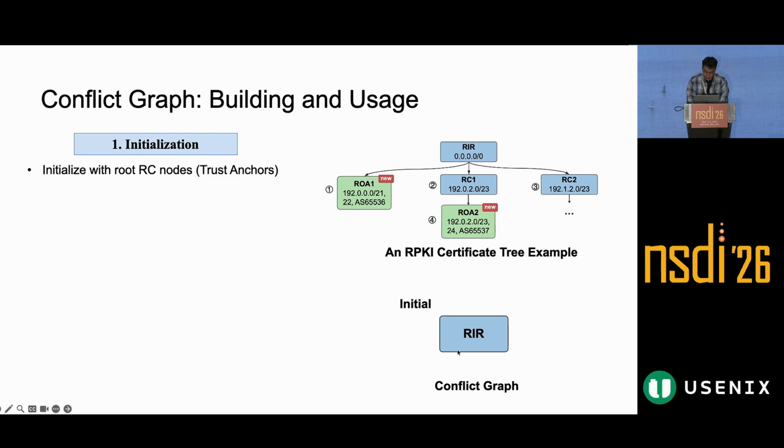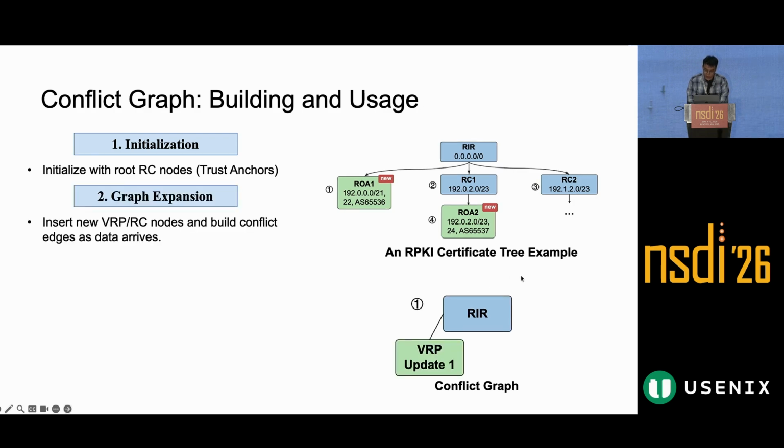At the very beginning, the graph is initialized with only the root trust anchor, the RIR node. And now the traversal begins. After step 1, we validate the new ROA1 and immediately insert its corresponding VRP update 1 node into the graph.